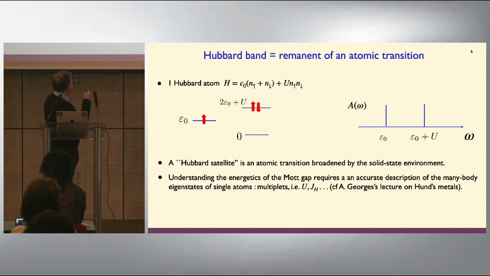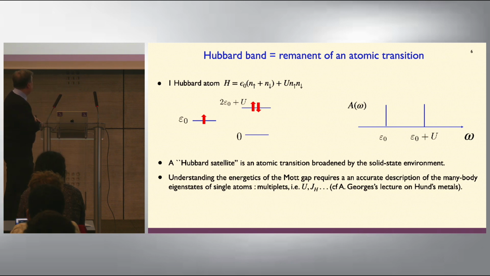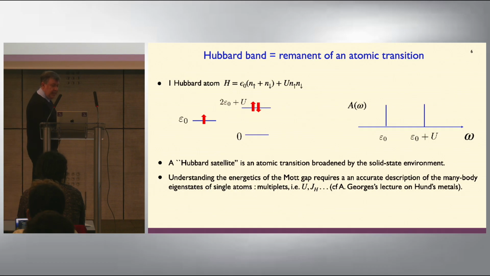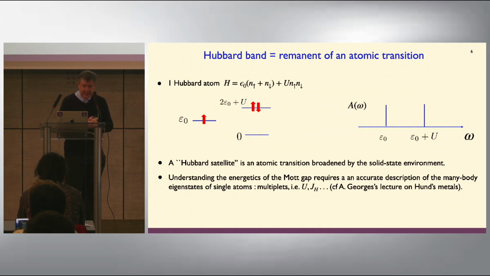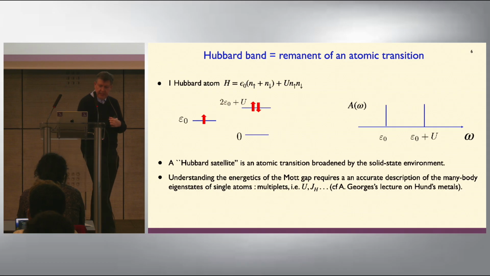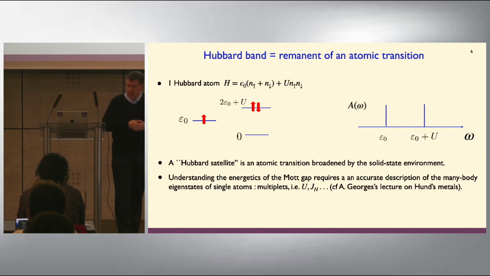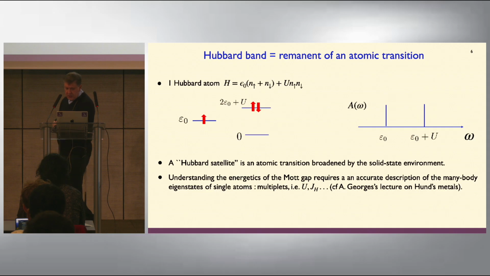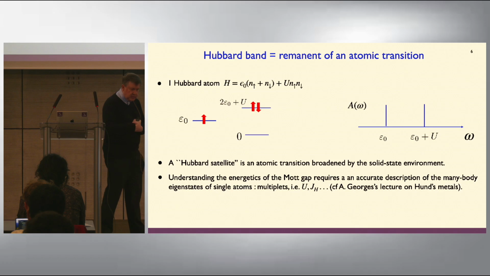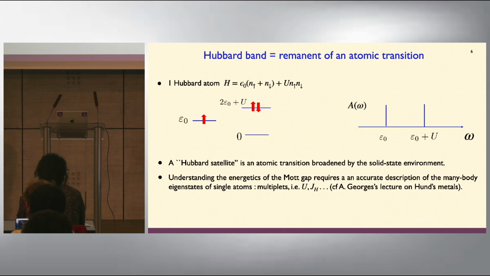I solved the Hubbard atom in detail yesterday, so I'm not going back to it. The conclusion here is that to understand, for example, the energetics of the Mott transitions we are going to see later on in various phenomena, it's important to have an accurate description of the multiplets of the atoms, with U in a simple case, and in more complicated multi-orbital cases, the Hund's coupling J_H, which will be the content of the second lecture. DMFT, because it solves an atom in a bath, will be able to do that.